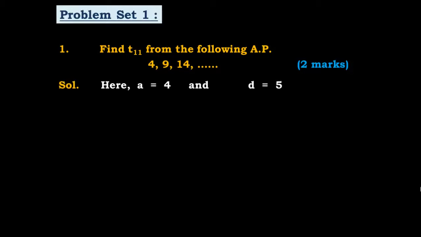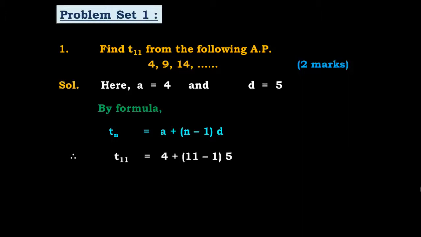is equal to 5. So we can calculate T11 by using the formula Tn is equal to A plus n minus 1 into D. Now see student, we have to calculate the 11th term, that means n is equal to 11. So T of 11 is equal to 4 plus 11 minus 1 into 5. So 11 minus 1 will become 10.